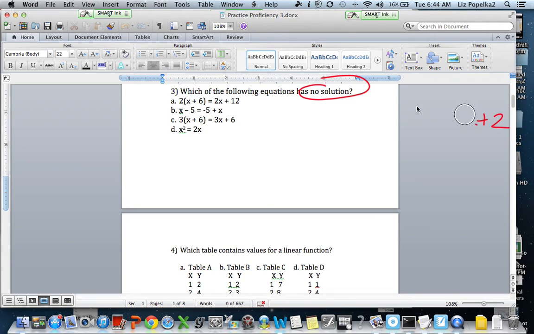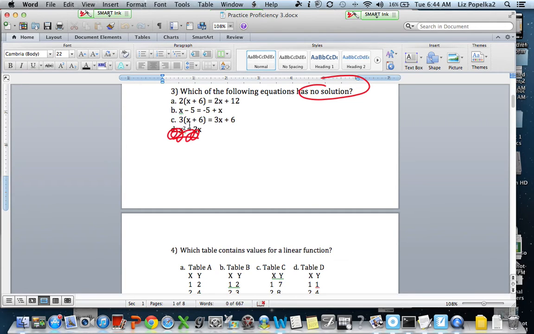So I'm going to look for something where the sides are mismatched. First of all, this x squared, this is not something mismatched because I can actually solve this by dividing both sides by x to get rid of this extra x. So this is going to leave me with x equals 2. That is something that we're going to deal with a little bit more next year in Algebra 1. Okay, so it's not D.